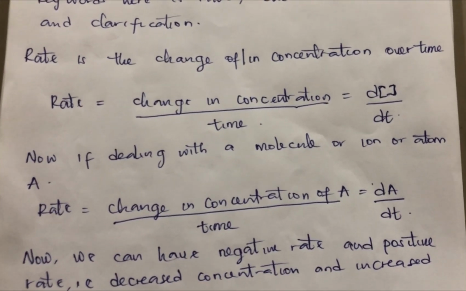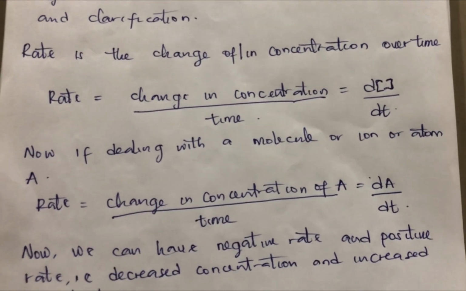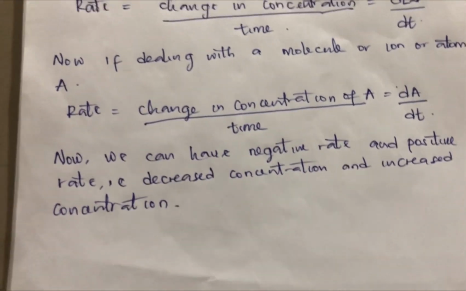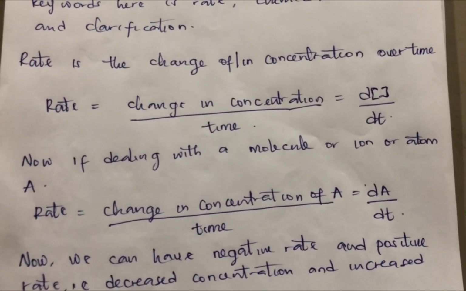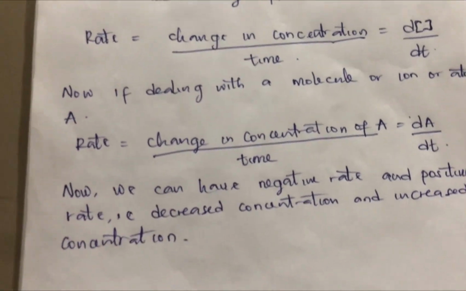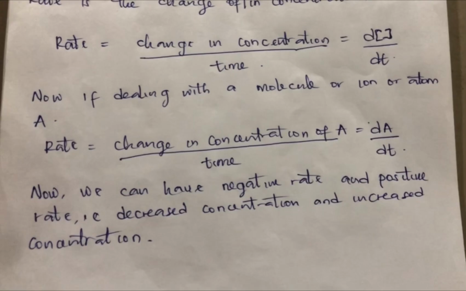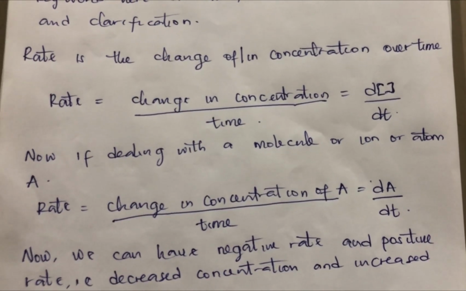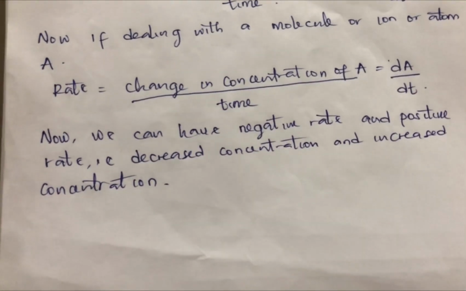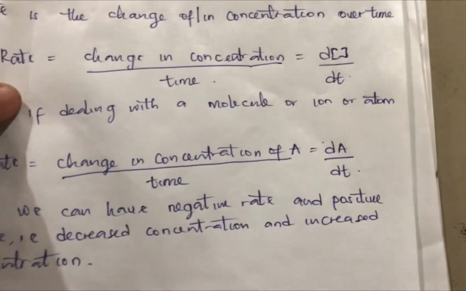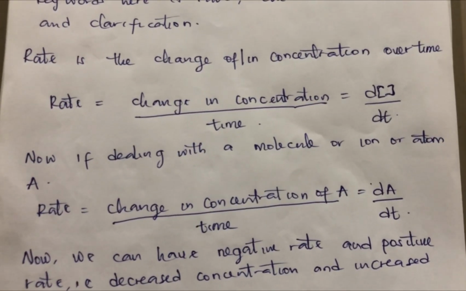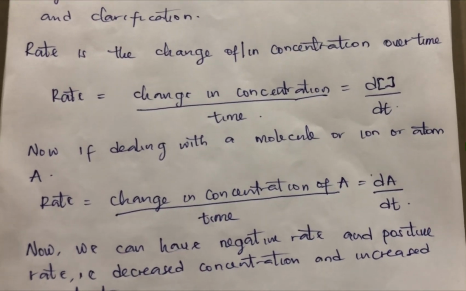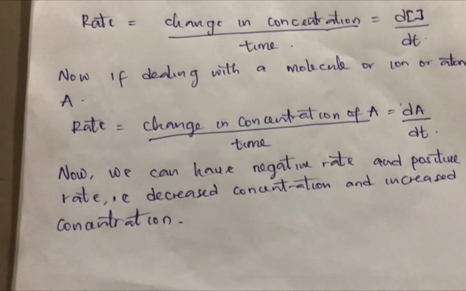Now, when you talk about rate, you're talking about change in concentration over time, usually represented as d over dt. The reason why I'm leaving that open space empty is because it can be any alphabet. For example, if we're dealing with a molecule, ion or atom, for example an atom A, the rate of A would be equal to the change in the concentration of A over time, which will be represented as dA over dt.